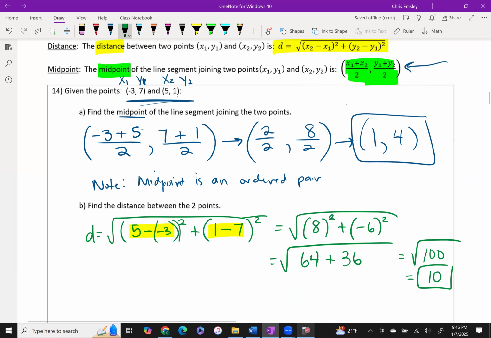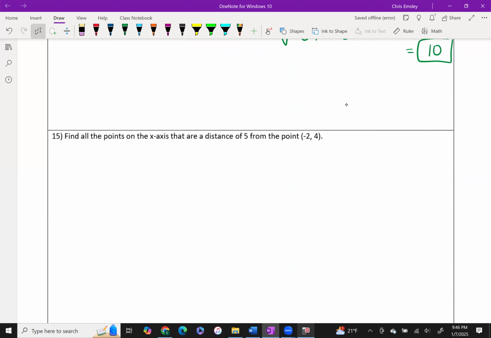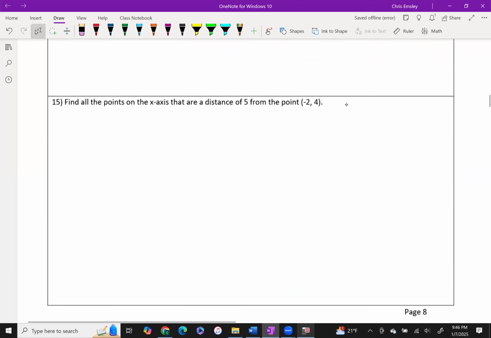Now there's another kind of problem in this section that we can use the distance formula for, and that's one like number 15. Number 15 says find all the points on the x-axis that are a distance of 5 from the point (-2, 4). This is the kind of problem where I think it's helpful to have a little sketch to see exactly what they're asking us to do here.